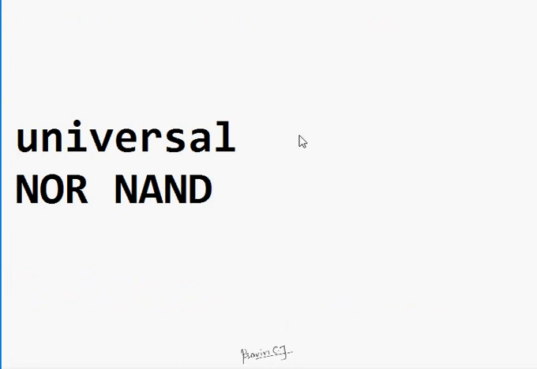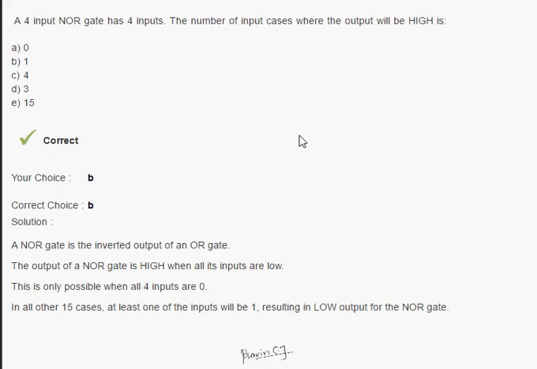But not XNOR and XOR. XOR and XNOR are something very different. These are exclusive OR and exclusive NOR. They are not universal gates.